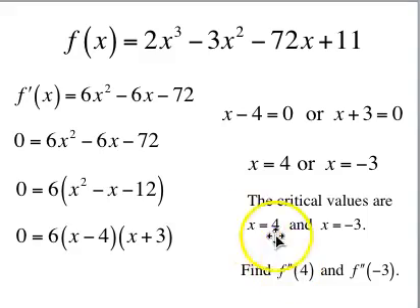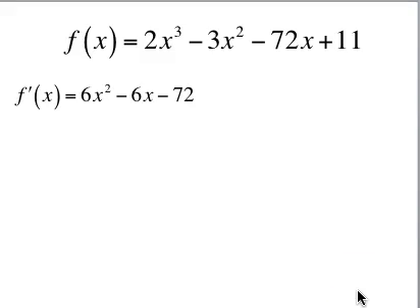So what is f double prime of 4? Is that going to be concave up or concave down? That'll tell us if it's a min or a max. What's f double prime of negative 3? Concave up or concave down? That will tell us if that is a minimum or a maximum.